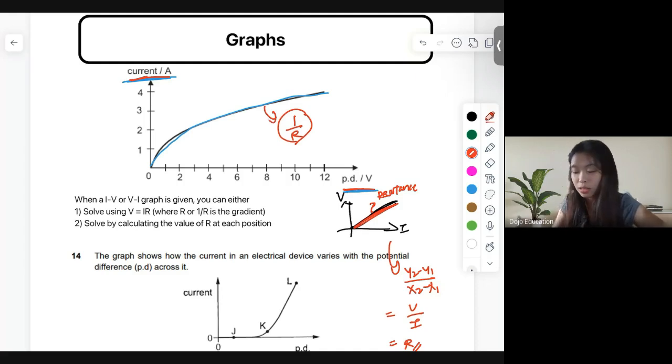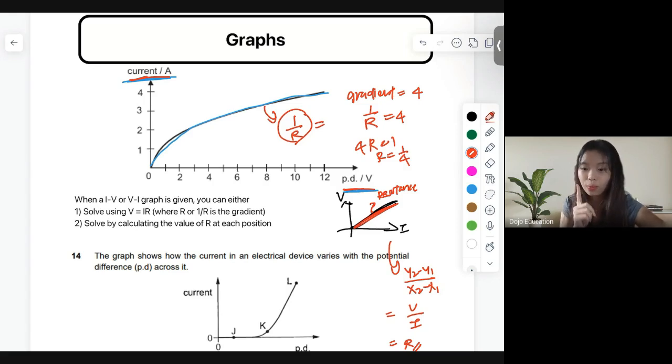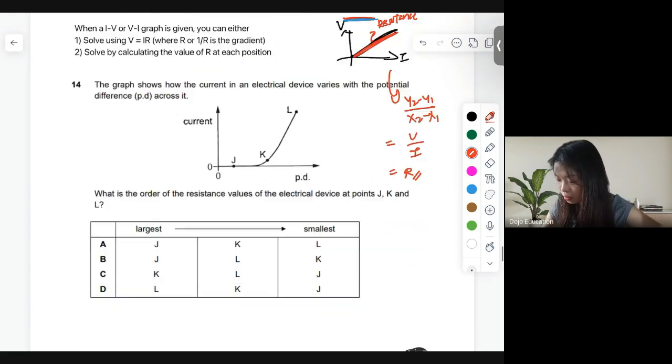How do you find the resistance? For example, you find the gradient of the line, and it is maybe 4. Does this represent your resistance? No, it doesn't, because this gradient represents 1 over R. So 1 over R equals 4, and so 4R equals 1, R equals 1 over 4. Just flip it. Okay, so that's one key point of this chapter. And then we will see here.